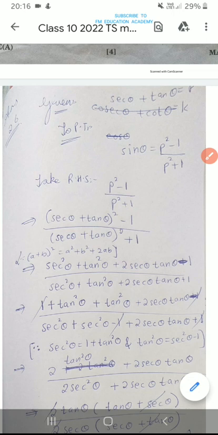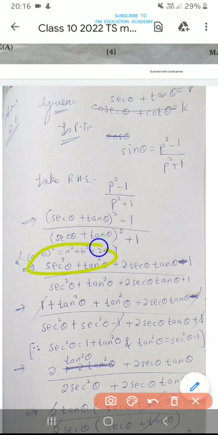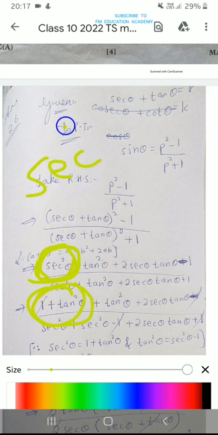Okay. So what is the formula for secant square theta? Secant square theta is nothing but 1 plus tan square theta. So in place of secant square theta, I am writing 1 plus tan square theta. Now you will ask me, how can I write 1 plus tan square theta in terms of secant square theta? We can write this because we know that secant square theta minus tan square theta is equal to 1.